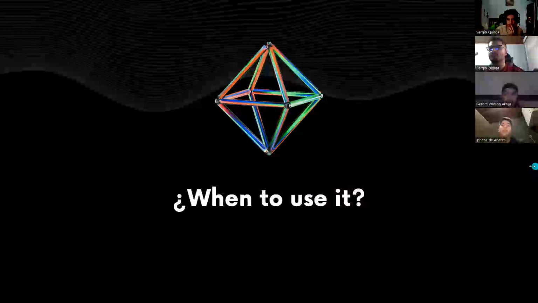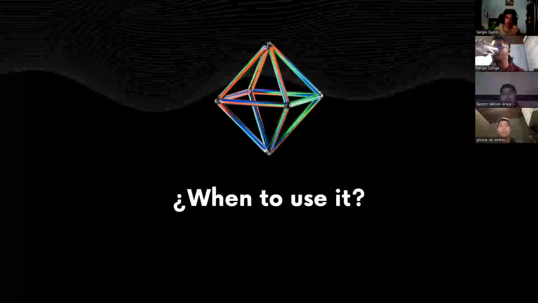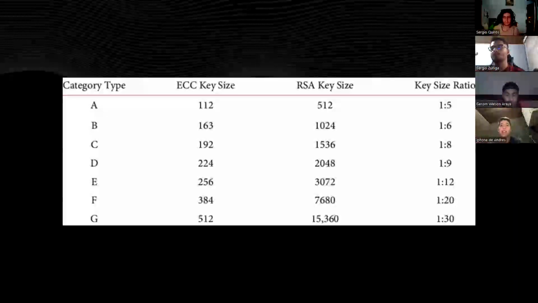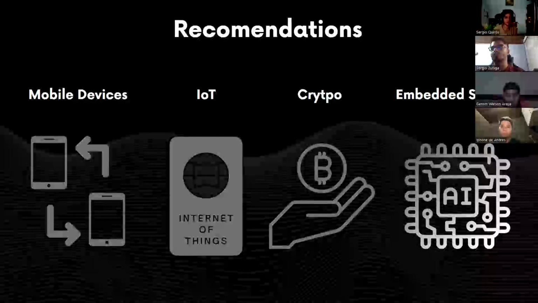Okay, now finally, we are going to talk about when to use it. As we saw before, its main characteristic is that it can achieve the same level of security as other algorithms, but with significantly smaller key sizes. And we can see in the table on the next page that the ECC key size is very small in comparison with the RSA.